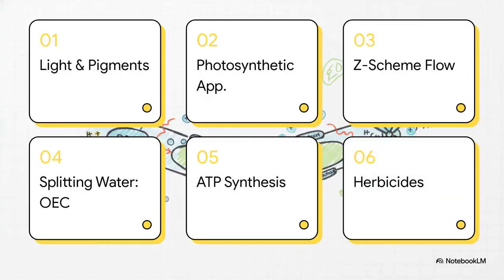Here's the roadmap for today's explainer. We'll cover 1. Light and plant pigments, 2. The photosynthetic apparatus, 3. The Z-scheme electron flow, 4. Splitting water, 5. Proton pumping and ATP synthesis, and finally, 6. Herbicides. Let's break down these complex biochemical processes into a logical, step-by-step journey perfect for your undergrad studies.